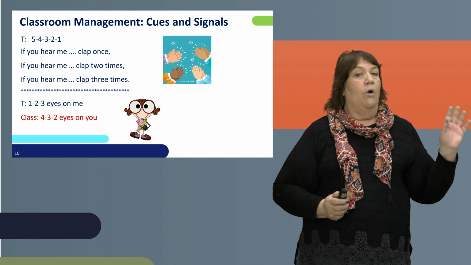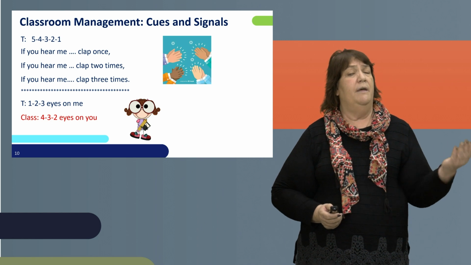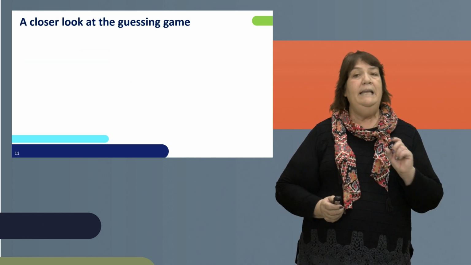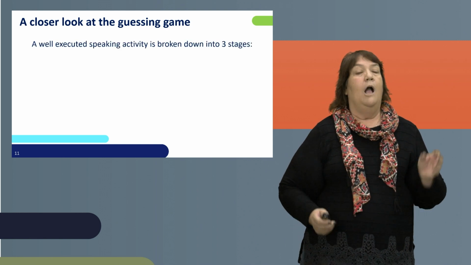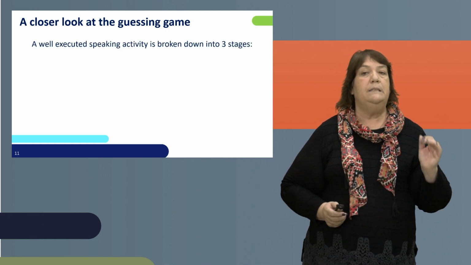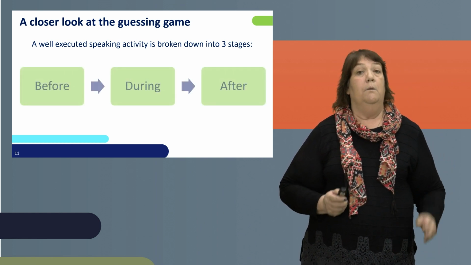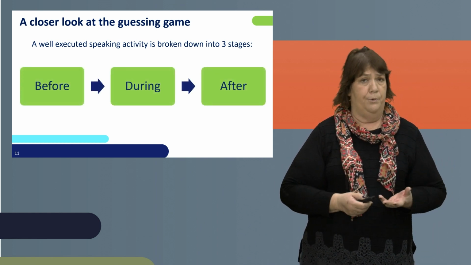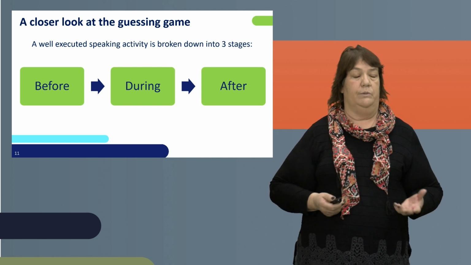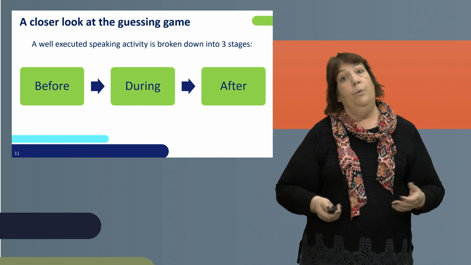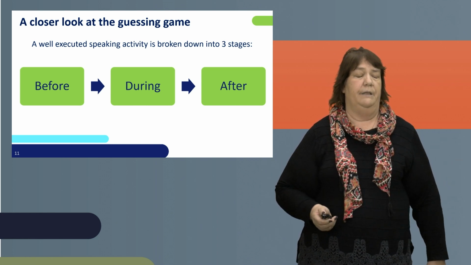So, we saw here also classroom management cues and skills that we used, which are very, very useful. But right now we're going to take a closer look at the guessing game. A well-executed speaking activity is broken down into 3 stages. Before the activity, what we need to prepare. During the activity, what needs to happen while the students are speaking. And after, what we can do to learn from the activity.